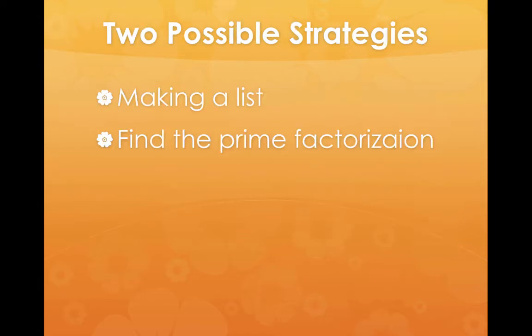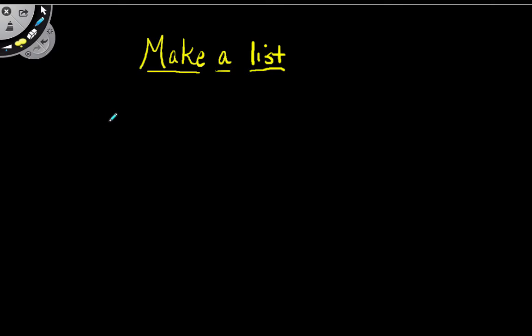There are two possible strategies we're going to be learning. The first, as I said before, is making a list. The second is to find the prime factorization, and we're going to go through two examples side by side so you understand how each one of them can help you find the greatest common factors of two numbers. The first strategy we're going to go over is to make a list, and we're going to be finding the common factors. We want to find the greatest common factor of 18 and 30.